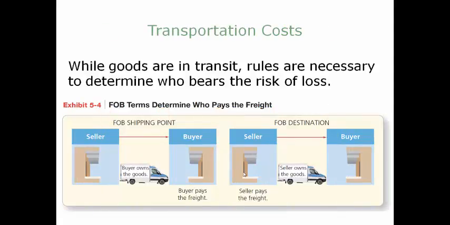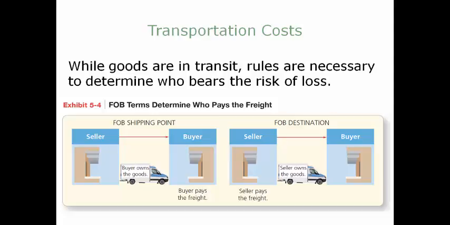Now, this is kind of a tricky one, and I want you to think about this. There's something called FOB, which stands for free on board. And what it really boils down to is a couple things. First, who takes title to the product and who pays for the freight? So let's focus first on the left side. If it's FOB shipping point, then the buyer pays the freight. And if it's FOB destination, the seller pays the freight.